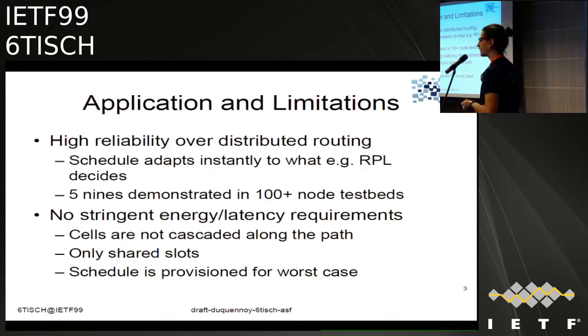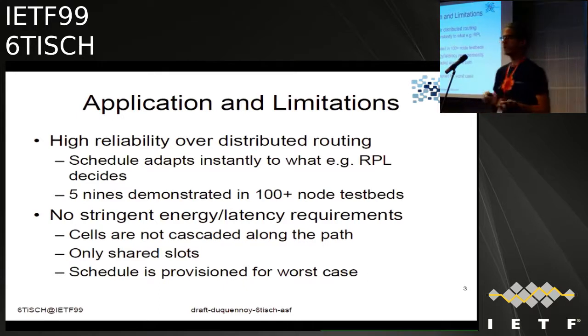Now, this comes obviously with major limitations, which I wanted to highlight here: it's highly suboptimal for a few reasons. The three main reasons are on the slide. Number one, the cells are not cascaded along the path. You cannot do very quick forwarding, A to B followed by B to C, etc. The slots are all shared. We don't have dedicated slots. And the schedule is always provisioned for the worst case. So you have to choose between energy efficiency and capacity. You cannot dynamically add more cells for traffic between A and B if suddenly you need more traffic between A and B.